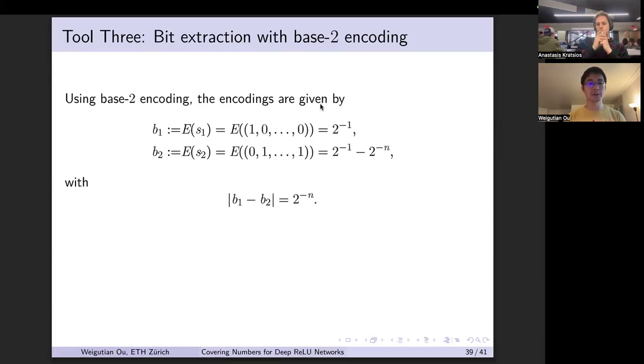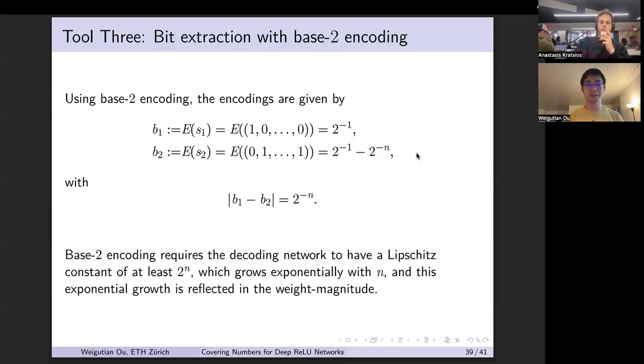If you use the base 2 encoding, then the first encoding B1 will be 2 to the power of -1. And B2, which is the encoding of the second string, will be 2 to the power of -1 minus 2 to the power of -n. The difference between these two encodings is 2 to the power of -n. Even though the strings are very different, because the first digit of them is already different, the encodings of them are very close to each other.